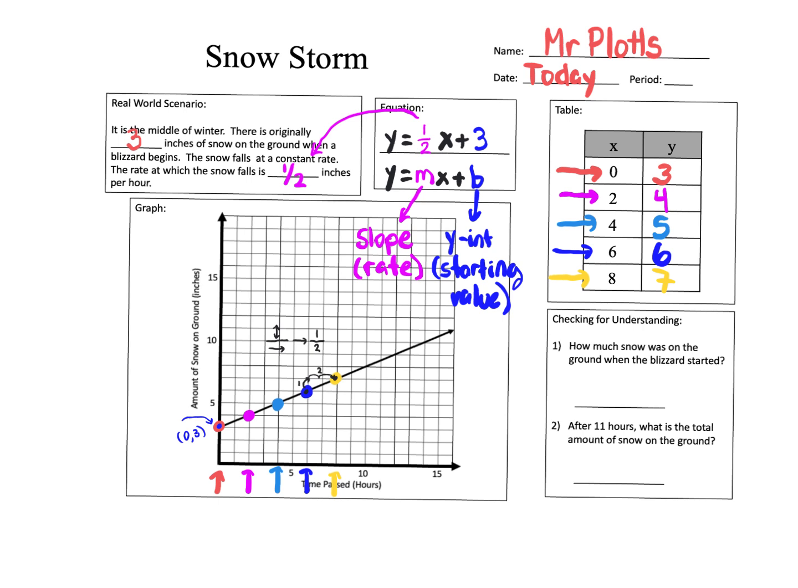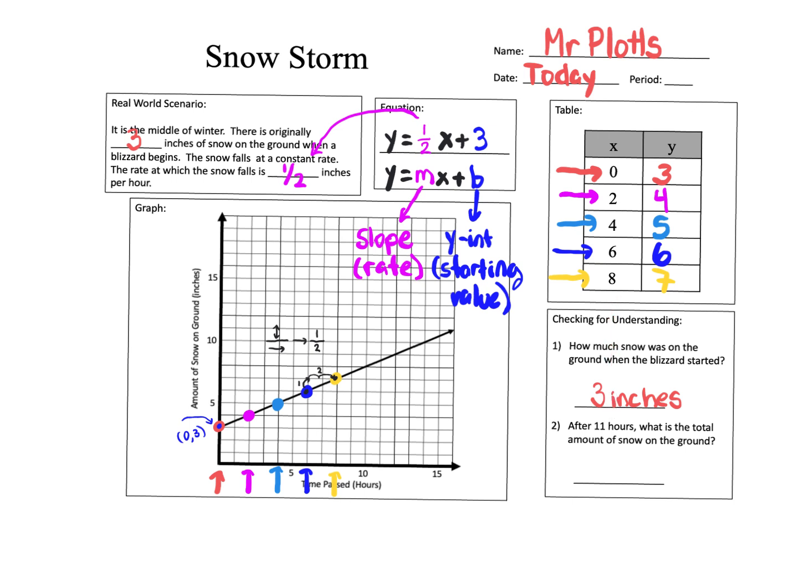So that said, let's take a look at checking for understanding here. How much snow was on the ground when the blizzard started? It seems like we already found that, so there were 3 inches. And we want to make sure that we're always putting our units on there. Then after 11 hours, they're extending the table. I'm pointing to the 8, but if we extended this table, how many inches would be on the ground?